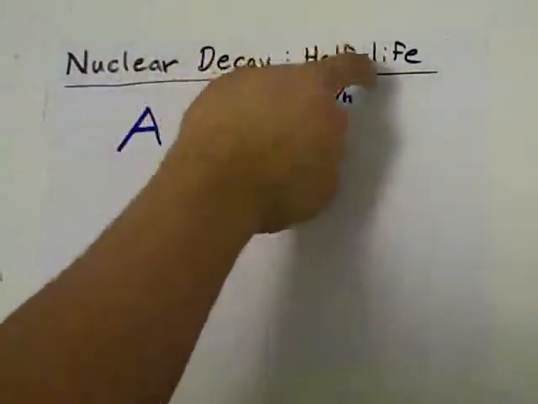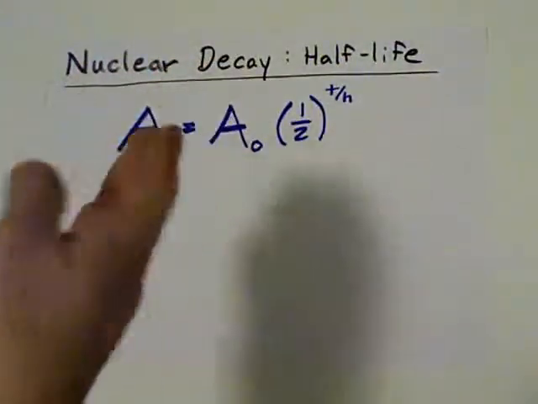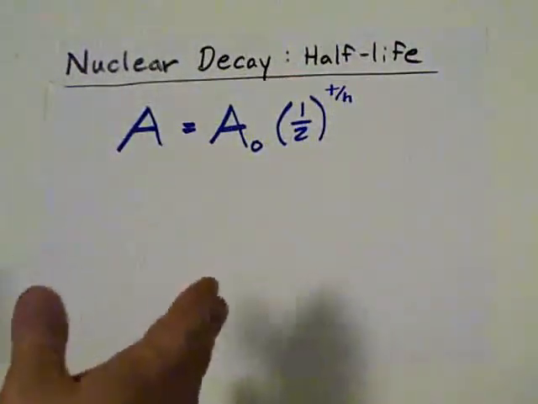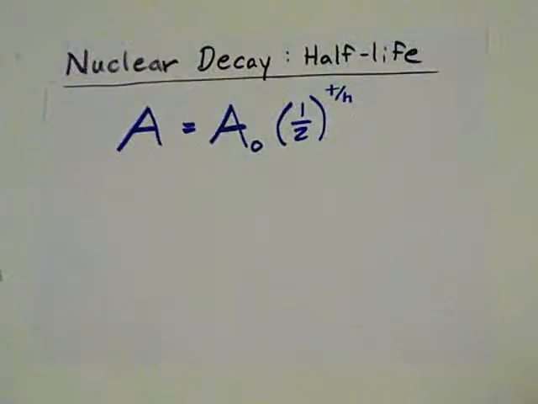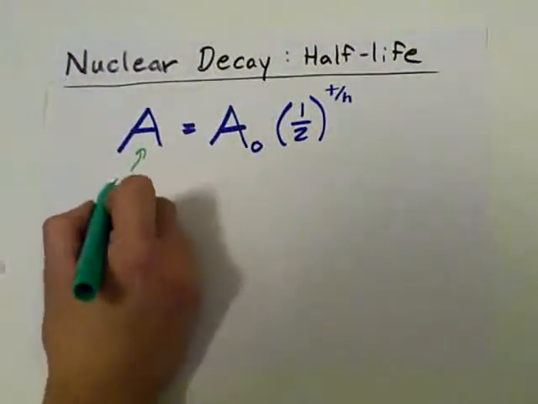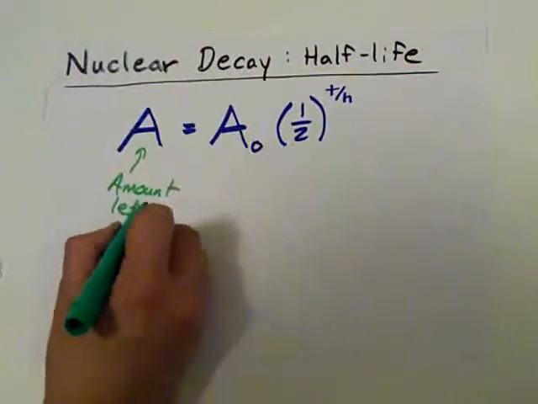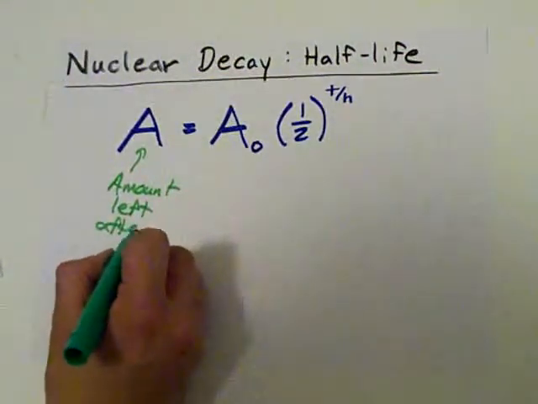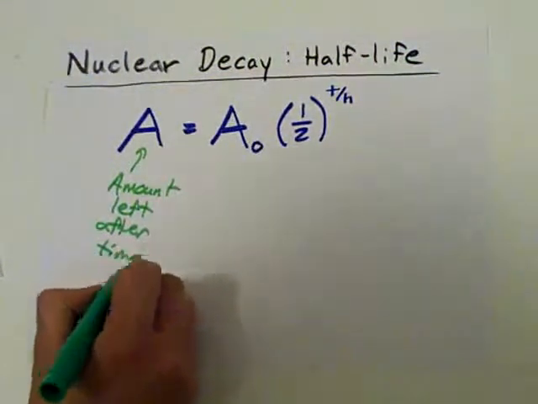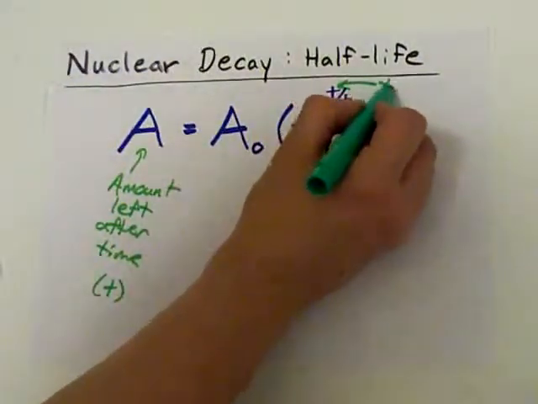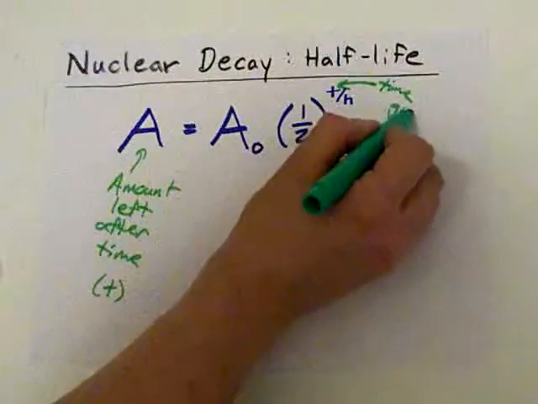Check it out, nuclear decay and half-life. How can you figure out the amount of a substance that's left after a certain amount of time? Here's your formula. In this formula, this is the amount left after a certain time has gone by. We call that time T in the equation. T is the amount of time gone by.